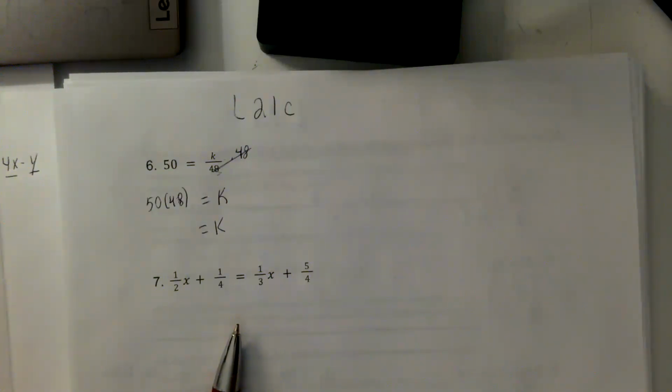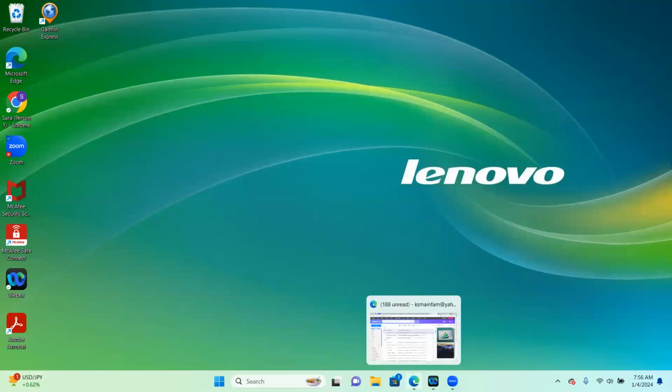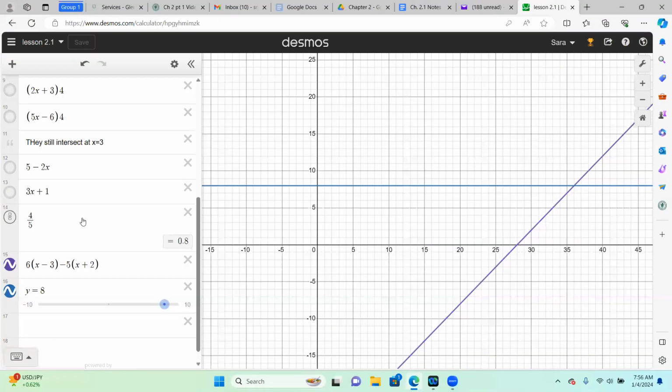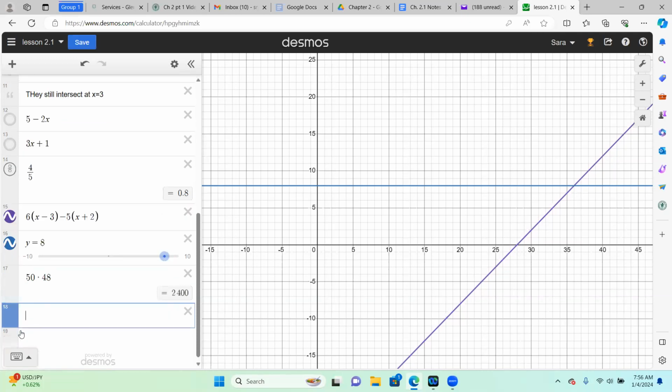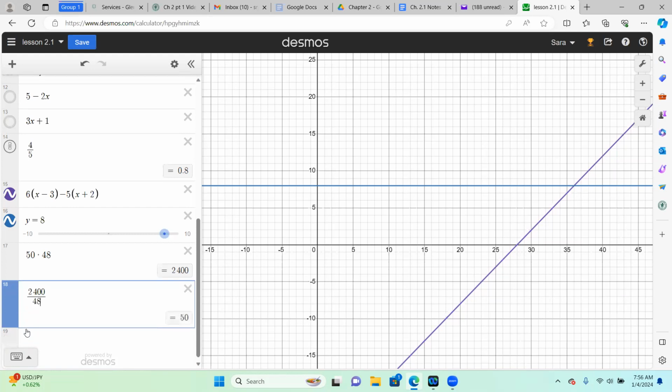And we can go to Desmos to see what that is. So 50 times 48 is 2,400. And we want to prove that 2,400 divided by 48 does equal 50. And it does. So let's go back to our paper.